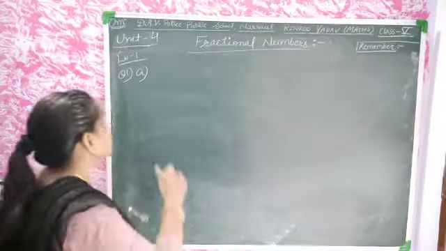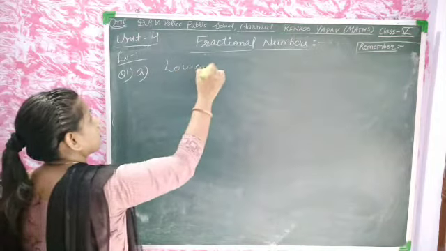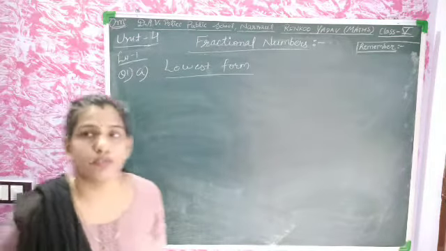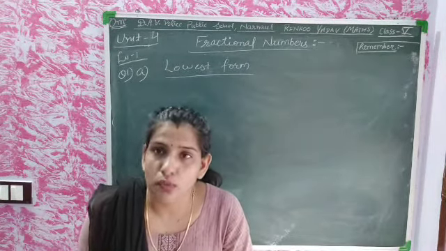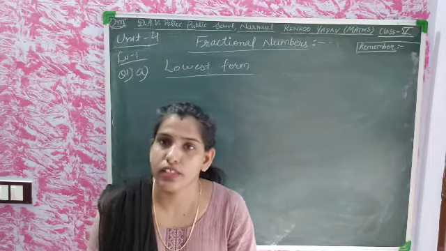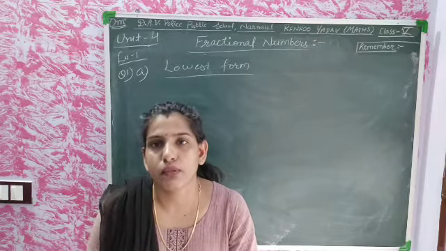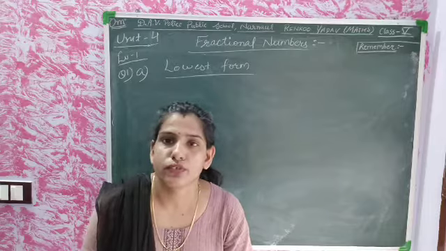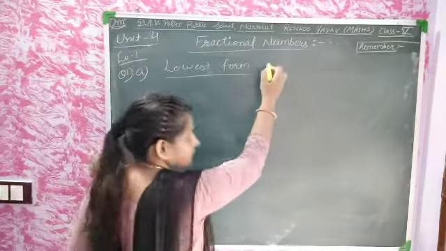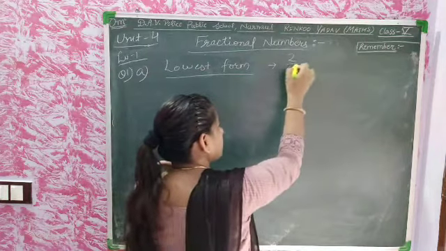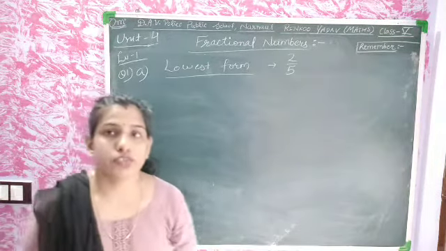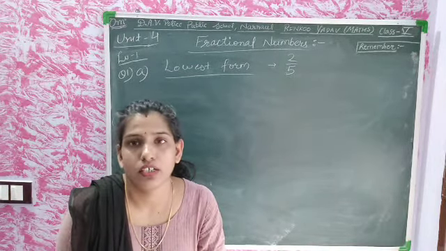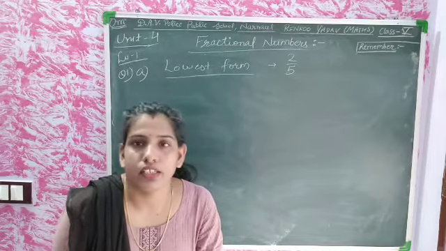And firstly, I will tell you the lowest form. If the common factor between numerator and denominator is only 1, then that fraction is in the lowest form. Let's see there. The first one is 2 by 5. In the 2 by 5, 2 and 5, there is a common factor only 1. So this is already in the lowest form.